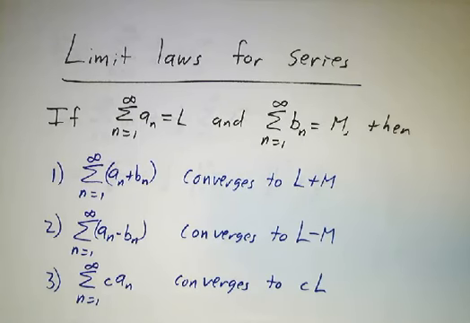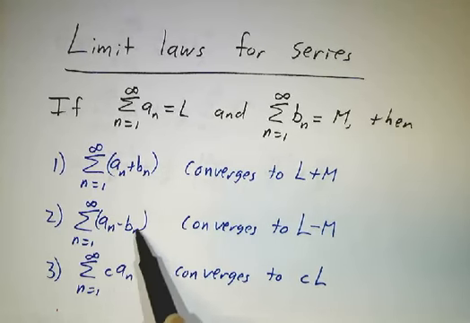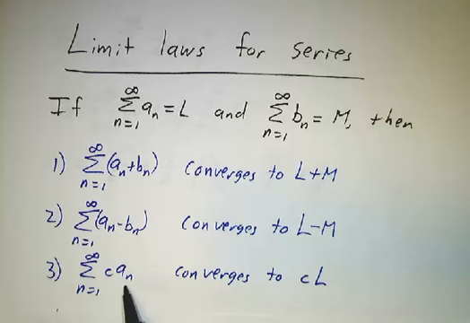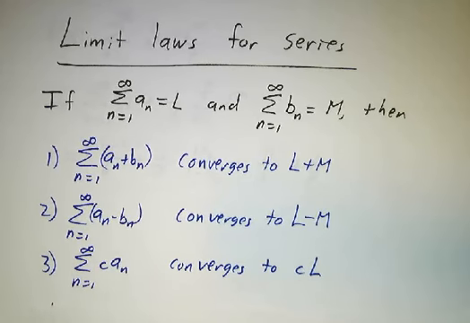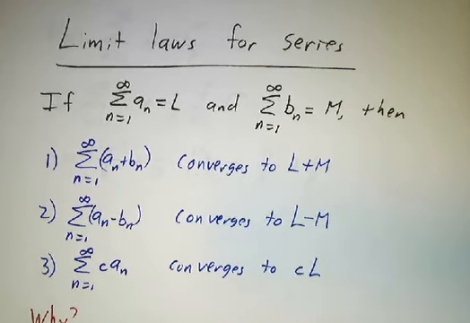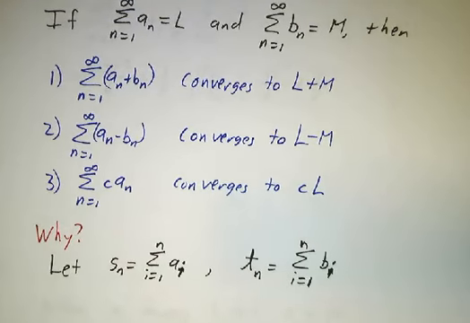Then I claim that these three other series, the series you get by adding them up, taking their difference, or taking a multiple of the a's, all converge as well. And the reason for this is, let's look at the partial sums. Let's define the s's to be the partial sums of the a's, and we'll define the t's. We need a new variable name because we can't call everything s. We'll call the t's the partial sums of the b's.